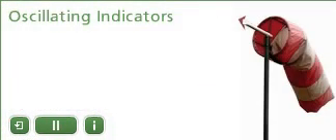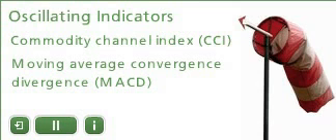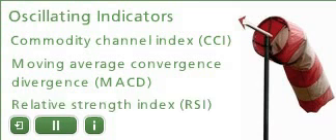Let's now take a look at oscillating indicators. Oscillating indicators, like the Commodity Channel Index, or CCI, the Moving Average Convergence Divergence, or MACD, and the Slow Stochastic and Relative Strength Index, or RSI, are indicators that move back and forth as stocks and CFDs rise and fall. Oscillating indicators can help you determine how strong the current trend of a stock or CFD is and when that trend is in danger of losing momentum and turning around.